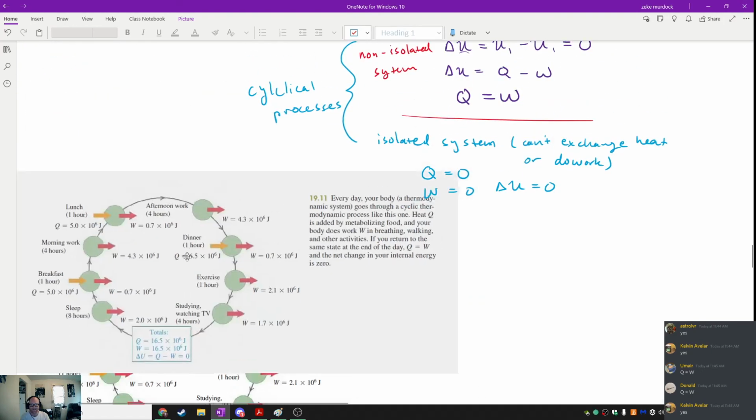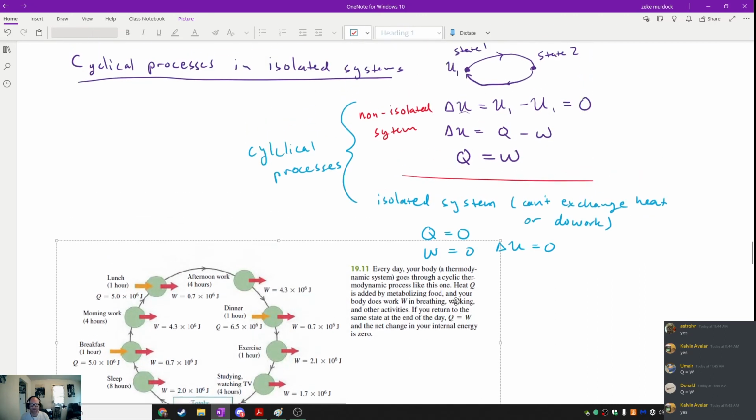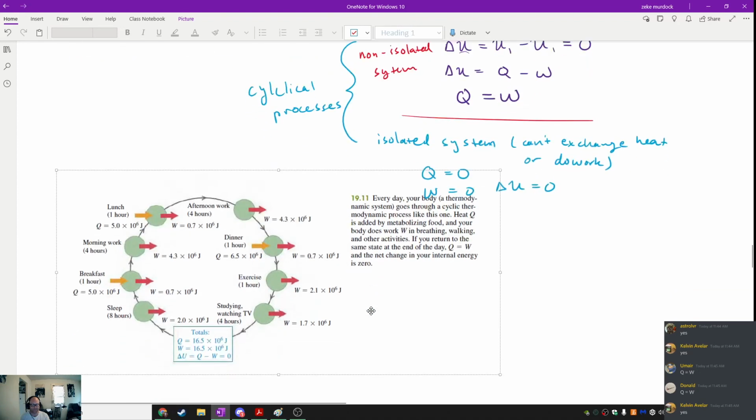Okay, so here's an example of a cyclical process. Let me put this to where it doesn't get cut off. Okay, so every day your body goes through a cyclic thermodynamic process like this one. Heat Q is added by metabolizing food, and your body does work in breathing, walking, and other activities. And if you return to the same state at the end of the day, Q is equal to W, and the net change in your internal energy is 0.